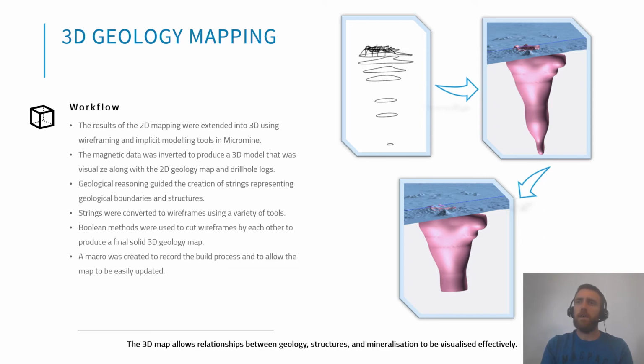We start off by producing strings for each wireframe. These are lines that are digitized manually. So essentially we consider all the data, we use our geological knowledge, and we draw lines that represent the boundaries of each geological unit. We then let the software tools join the lines together to produce a solid wireframe. Then we use Boolean tools to cut these wireframes to avoid any gaps or overlaps between the different units. And this produces a final solid geology model which makes geological sense and follows the rules of superposition.